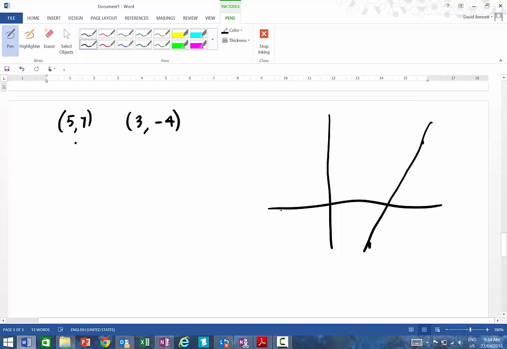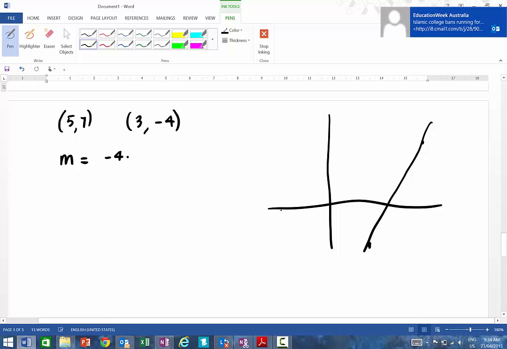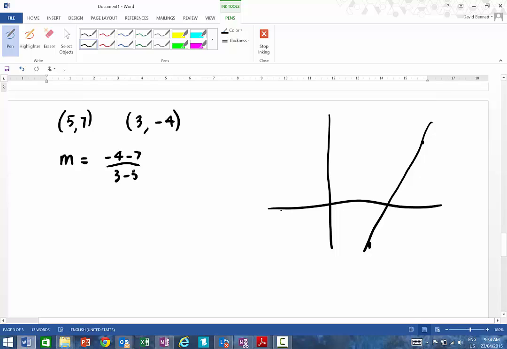Over here, obviously we want to find the slope, so m is the slope, and that's equal to y2 take y1. So the first thing I'm going to do is go -4 take 7, all over 3 take 5. It doesn't matter which point you pick as long as you're consistent with it. That's going to give me -11 over -2, so a slope of 11 on 2, or 5.5.